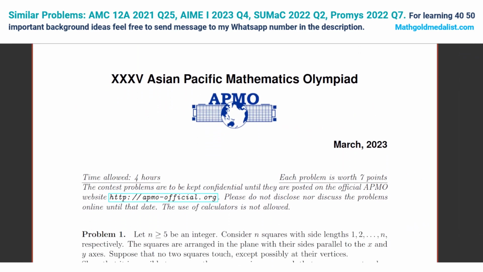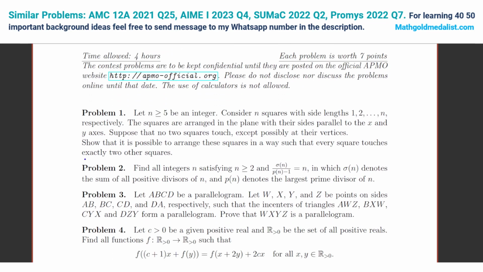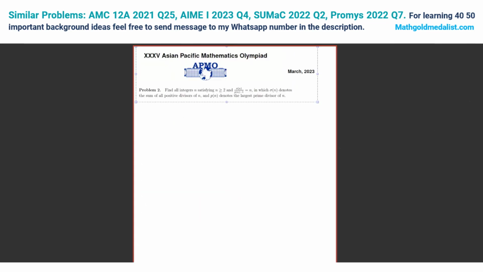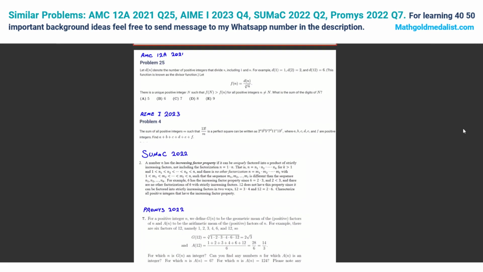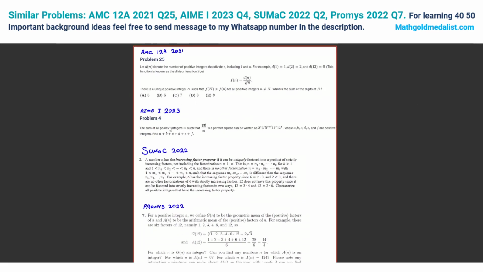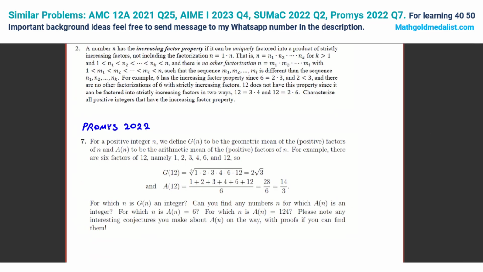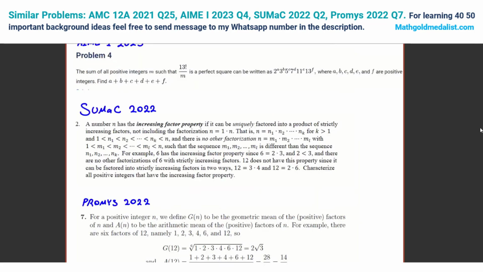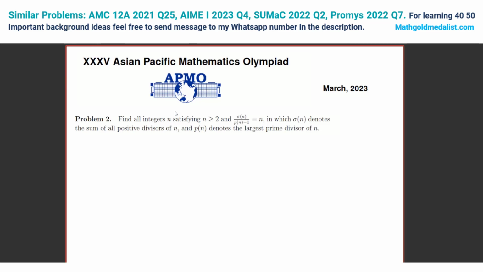Okay, APMO 2023. For problem 2, we have an important idea that is useful also for other years, other exams, and these problems are similar to this problem of APMO: AMC12 2021, AIME1 2023, SUMAC for Stanford Summer Camp 2022, and Promise 2022. You can solve these problems as homework. Now let's try this problem.